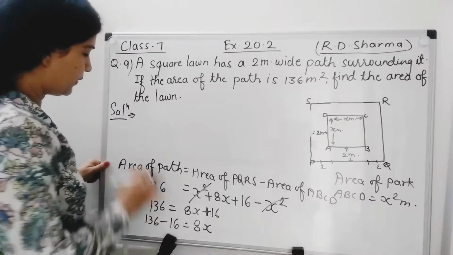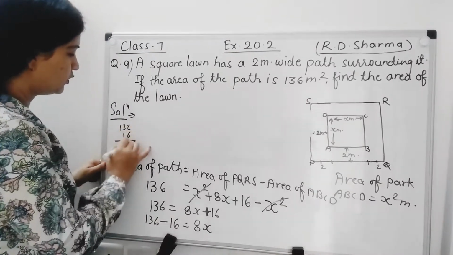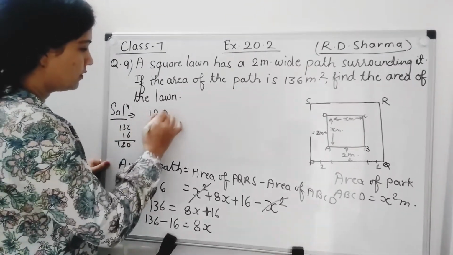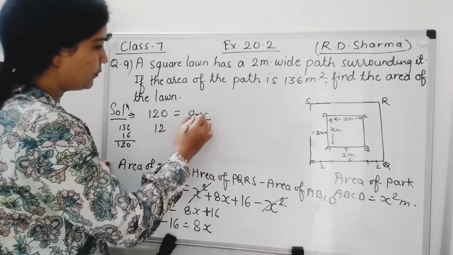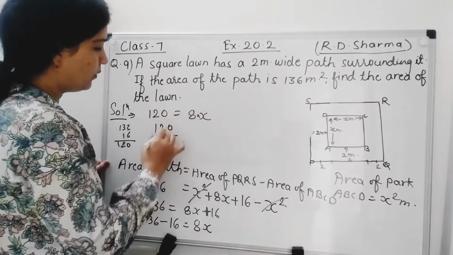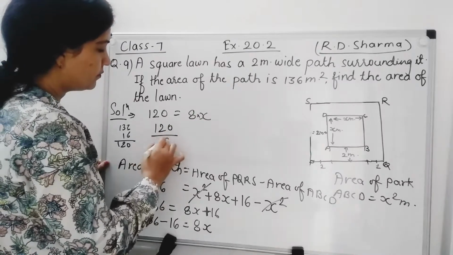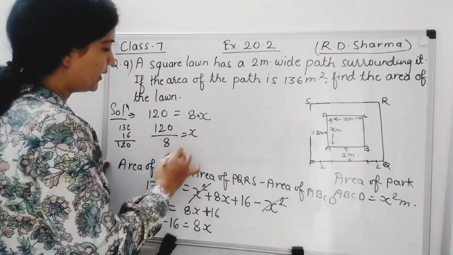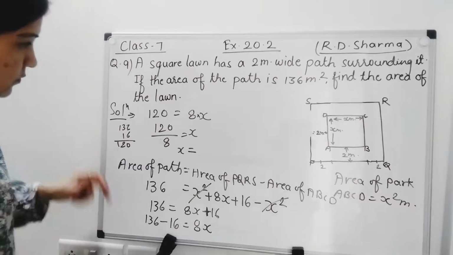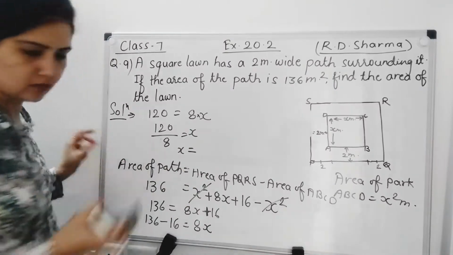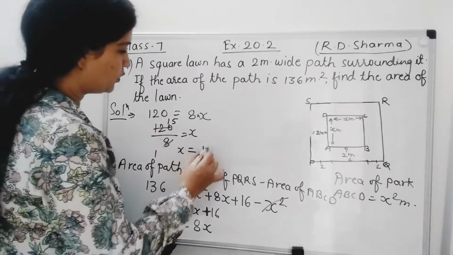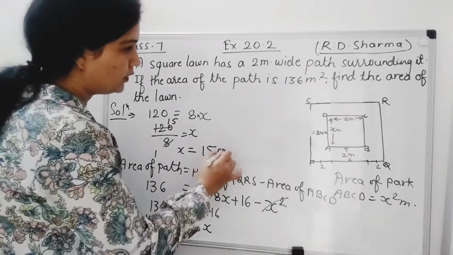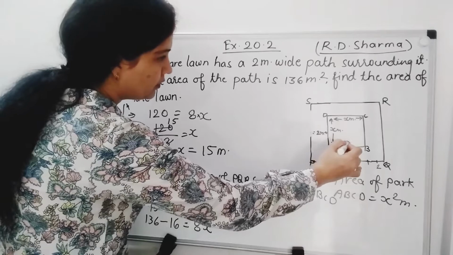So 136 minus 16 is 120, equals 8x. Then this 8 will be shifted, as here it's a multiplication, so it will be divided: 120 divided by 8. So x is equal to, 8 fives are 40, x is equal to 15 meters. So this value is 15 meter.